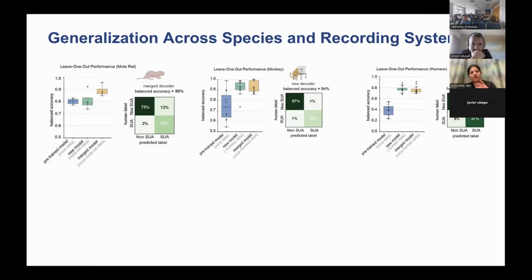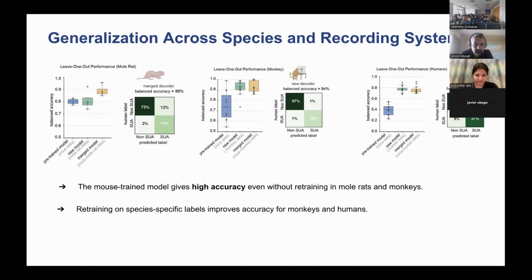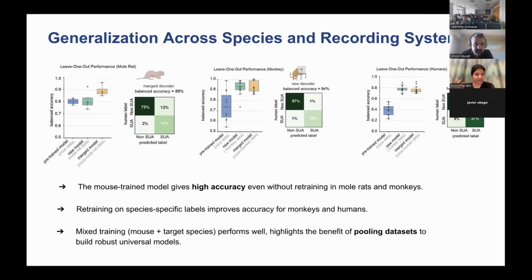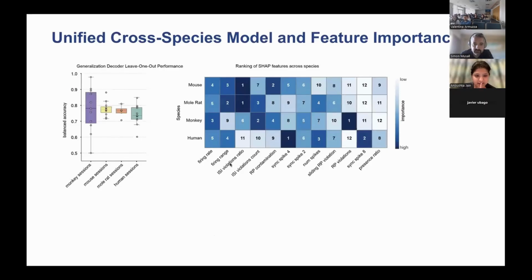So if you are a lab doing ephys in different species and you have a limited amount of training data, like if you have labeled a few recordings, then combining the data from our lab and making a model out of it should perform well. As I said, retraining on species-specific labels improves the accuracy. And here we also see that, again, for all the species, ISI violation ratio is important and firing rate is important.